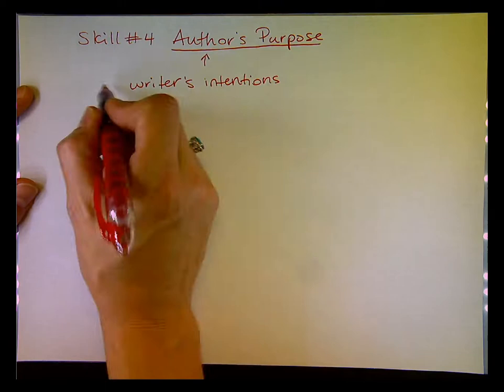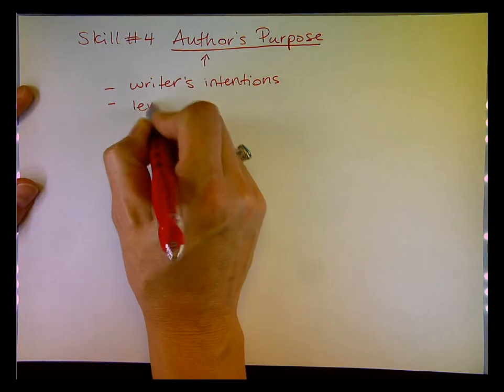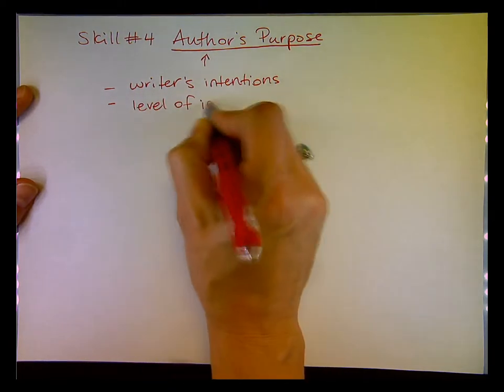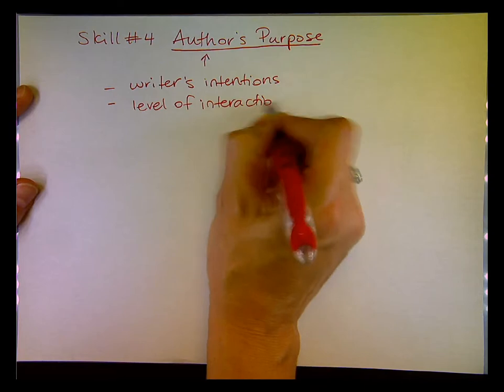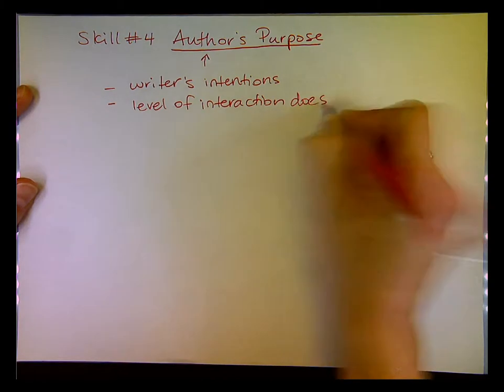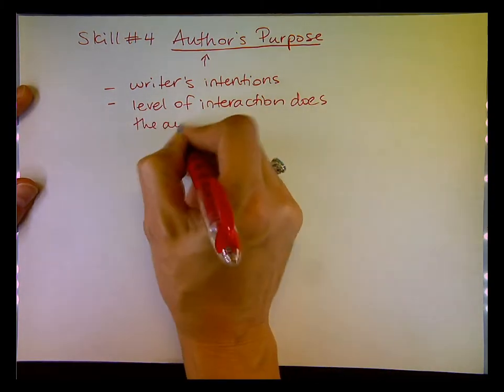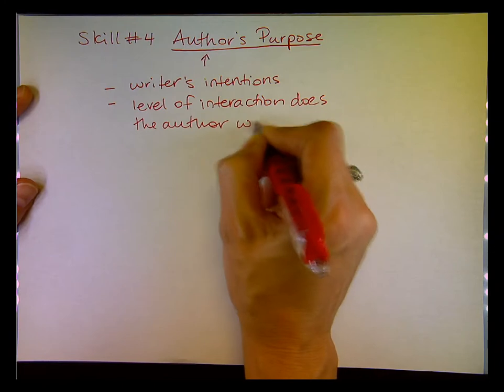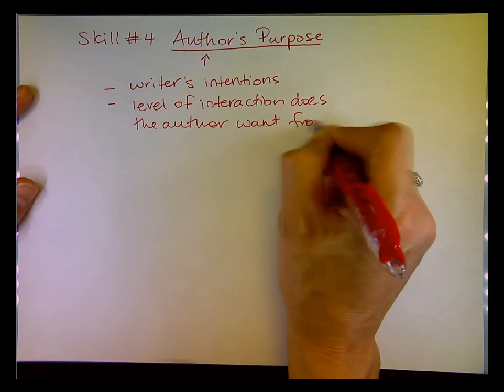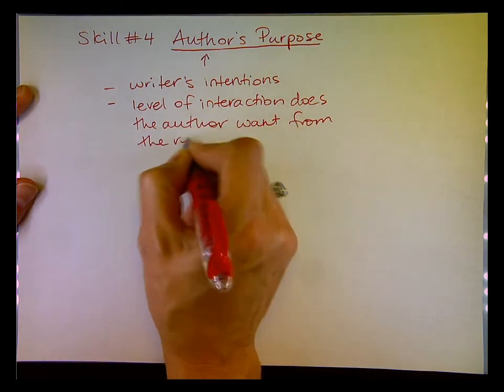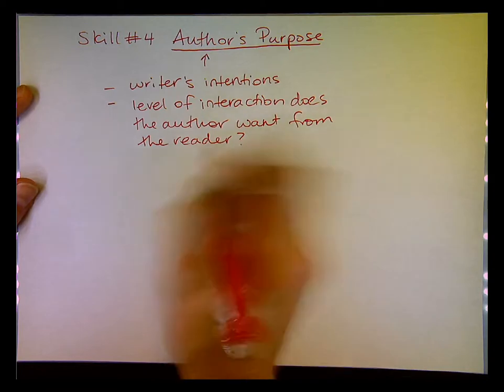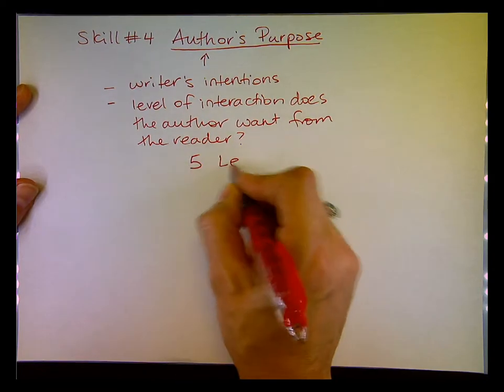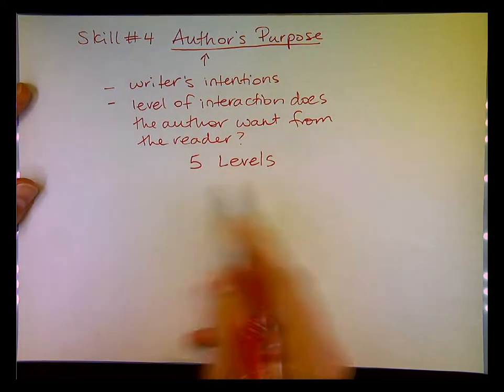In other words, what does the writer want from the reader? What kind of level of interaction does the author want from the reader? We will talk about 5 different levels.